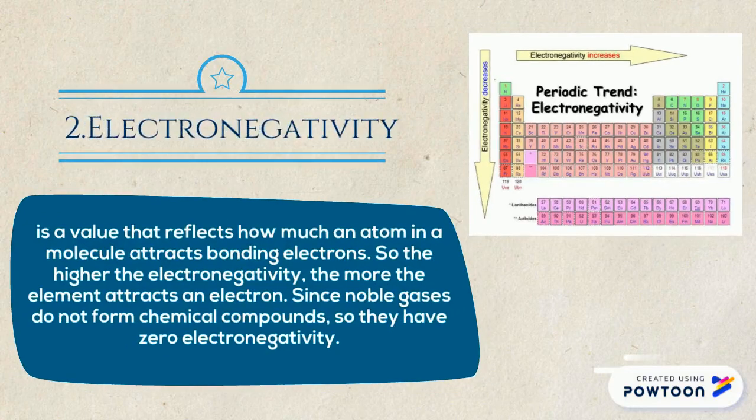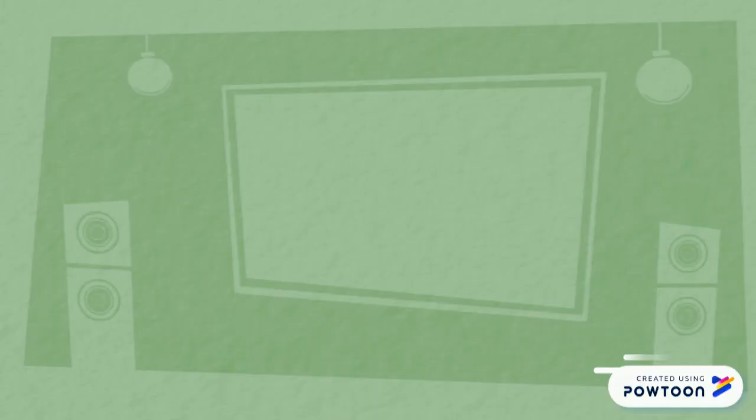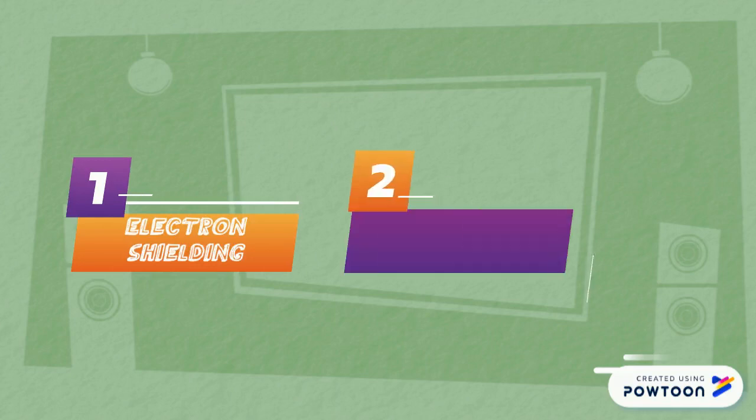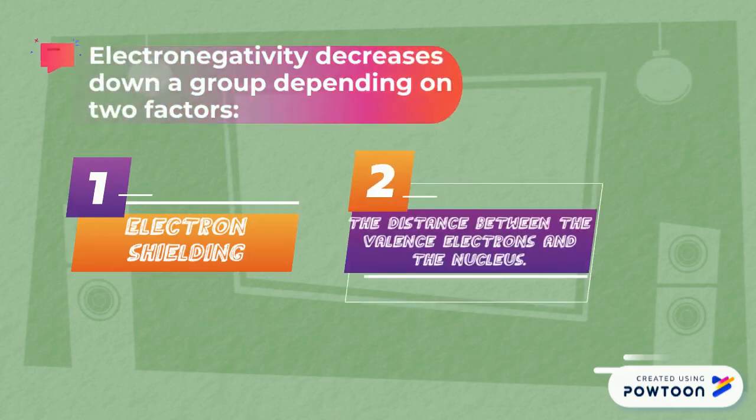Electronegativity is a value that reflects how much an atom in a molecule attracts bonding electrons. So the higher the electronegativity, the more the element attracts an electron. Since noble gases do not form chemical compounds, they have zero electronegativity. Electronegativity decreases down a group depending on two factors: electron shielding and the distance between the valence electrons and the nucleus.